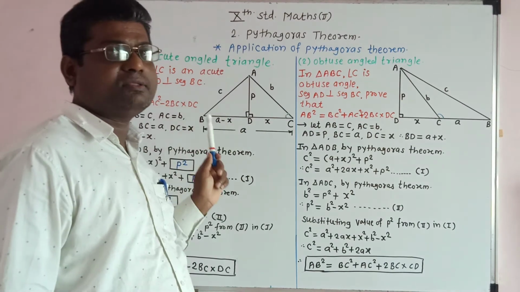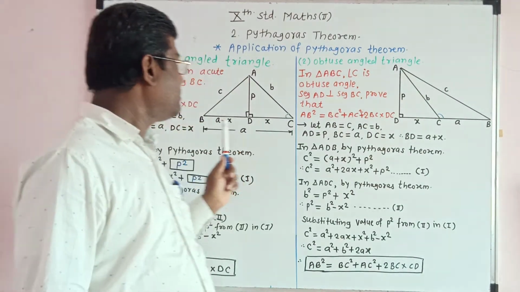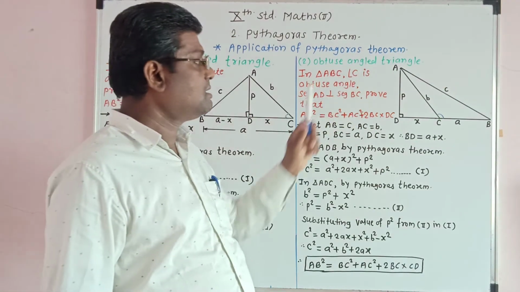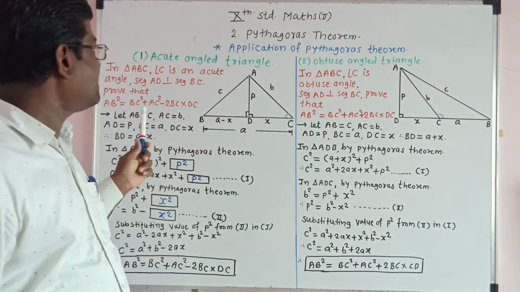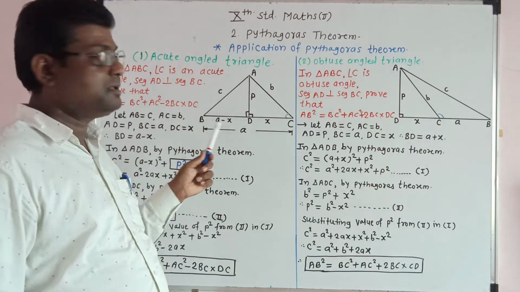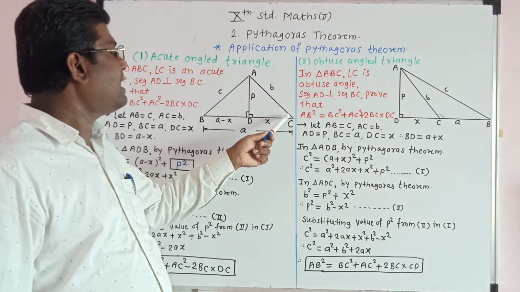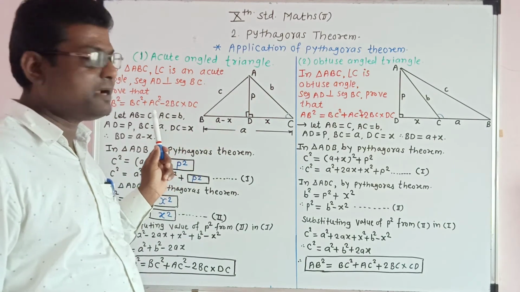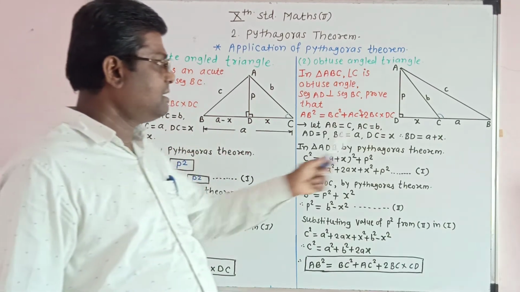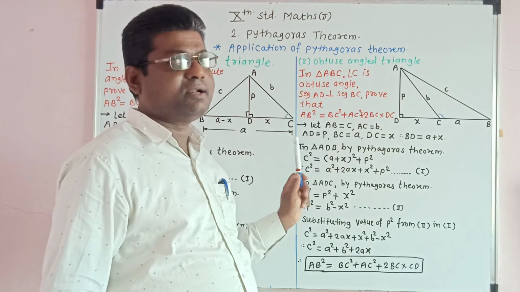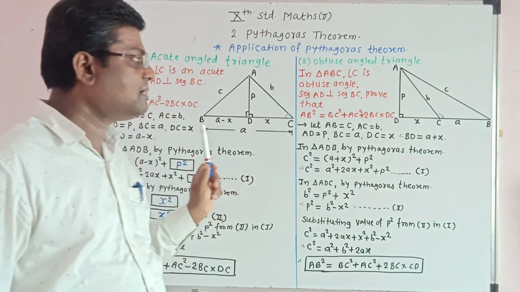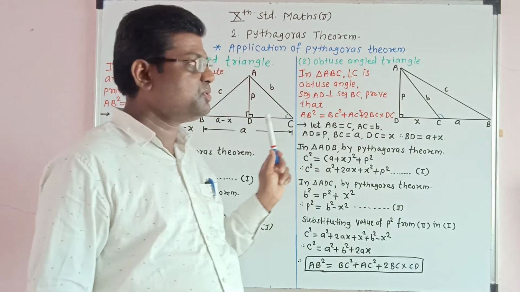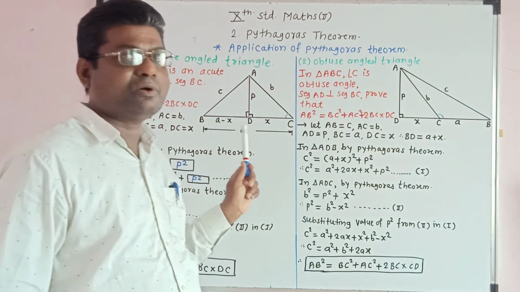This Pythagoras theorem can be applied for acute angled triangle and obtuse angled triangle. In acute angled triangle, we can find the relation of a side which is opposite to acute angle and other sides of a triangle. Similarly, in obtuse angled triangle, we can also find the relation of a side which is opposite to obtuse angle and remaining sides of a triangle.